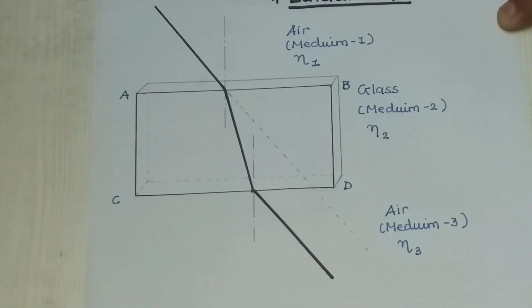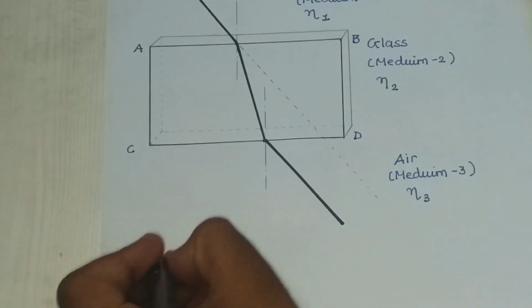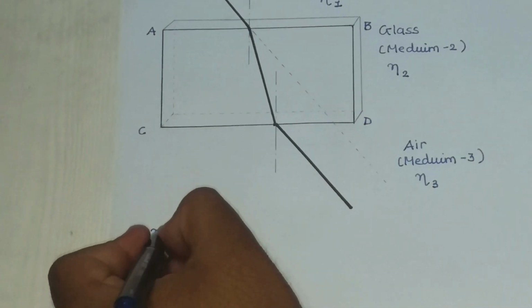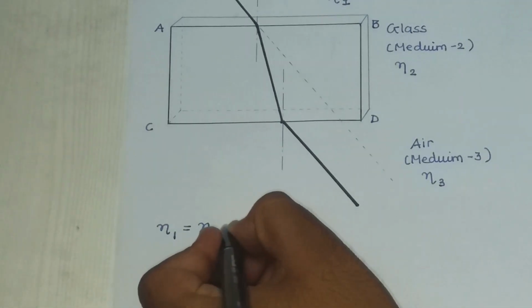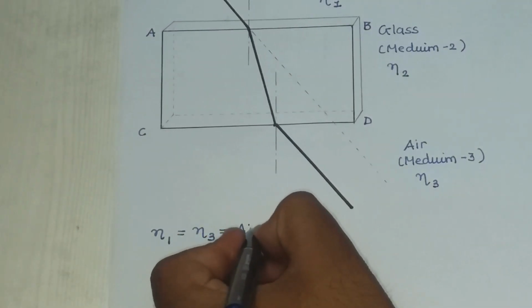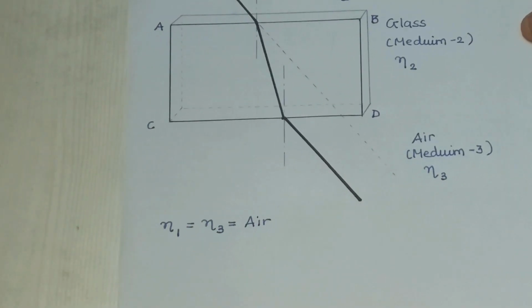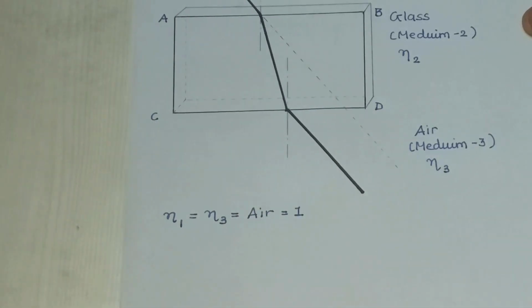So first we write: eta 1 is equal to eta 3. Why? Because both are the same medium, and it is air. The refractive index of air is 1. So eta 1 is equal to eta 3, is equal to air, which is equal to 1.